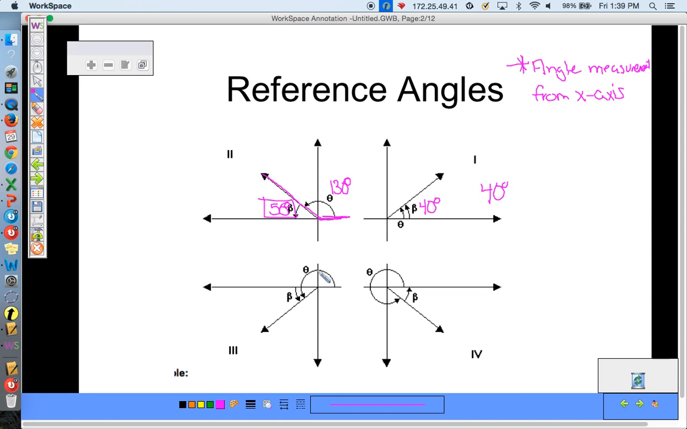50 degrees. If it was in the third quadrant, again, we start with the x-axis, rotate around. So if this is 220 degrees, the distance here from the x-axis, well, this is 220 and 180, so our reference angle would be 40 degrees. And in this fourth quadrant, let's say all the way around here, this is 300 degrees. The distance to the x-axis, our reference angle would be 60.